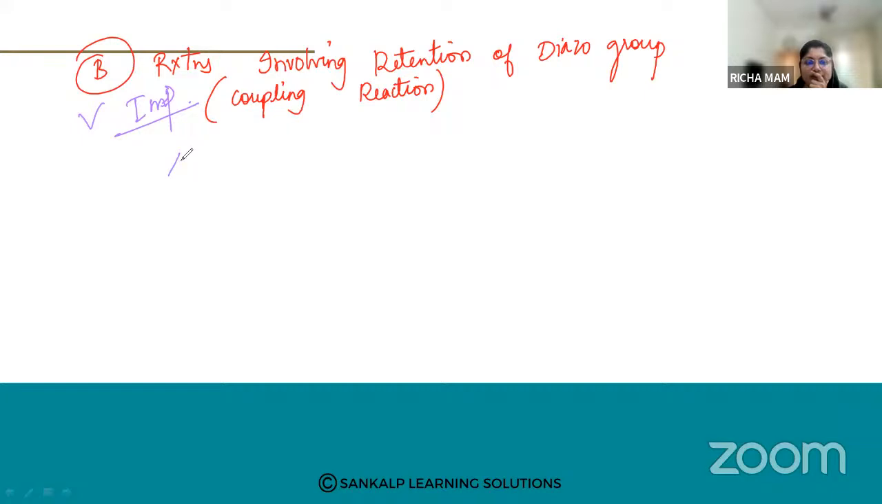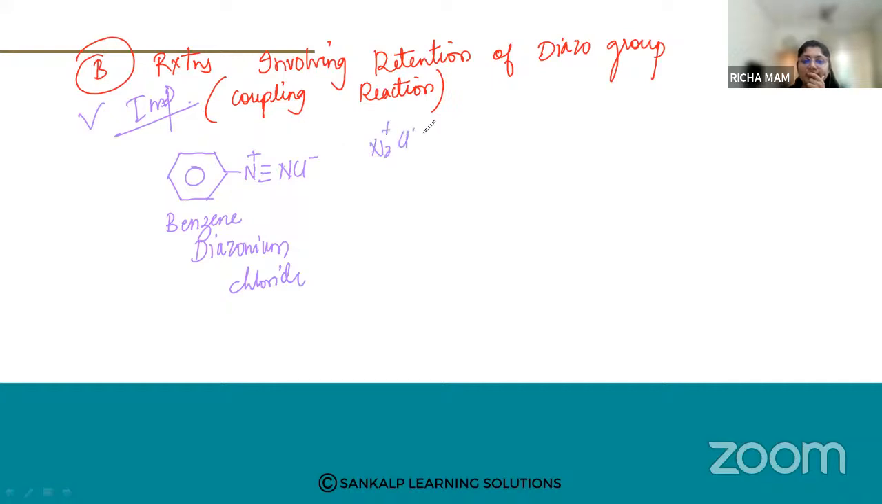First, I'm going to take benzene diazonium chloride. So all the reactions are of benzene diazonium chloride. So this is our benzene diazonium chloride. Instead of writing N2Cl, I'm going to write N plus, like this. So instead of writing N2 plus Cl minus, I have written it like this. Don't get confused. So it is benzene diazonium chloride.